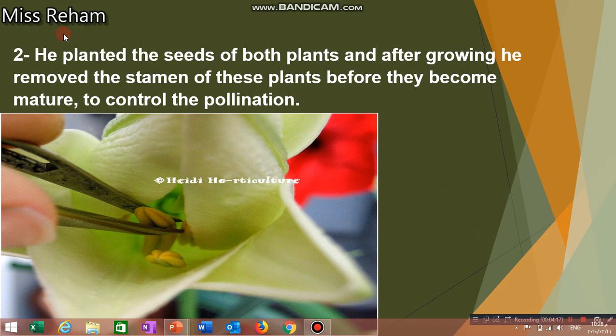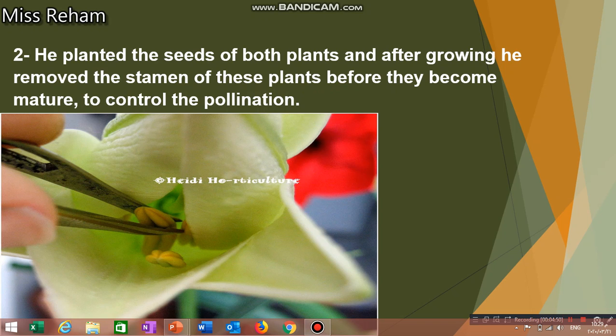Then he planted the seeds of both plants, which produce yellow seeds and green seeds, and after growing he removed the stamen. What is the stamen here? The stamen is the male organ that contains anther and filament. So after growing he removed the stamen of these plants before they become mature.